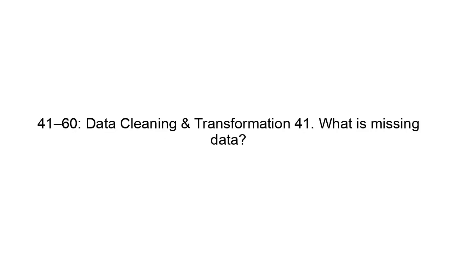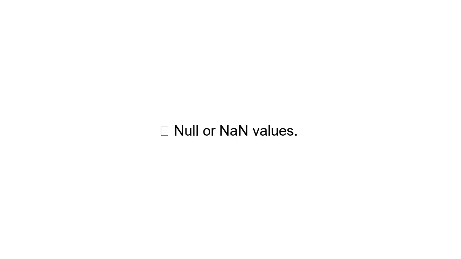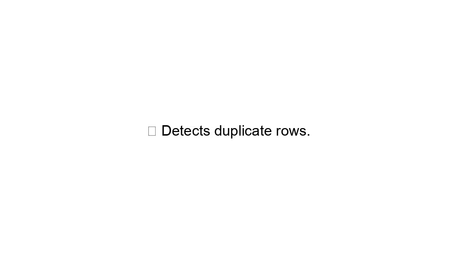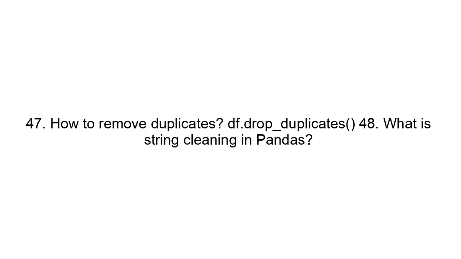41 to 60. Data cleaning and transformation. 41. What is missing data? Null or NaN values. 42. How to detect null values. df.isnull. 43. How to count null values. df.isnull().sum. 44. How to remove null values. df.dropna. 45. How to fill null values. df.fillna(0). 46. What is duplicated? Detects duplicate rows.